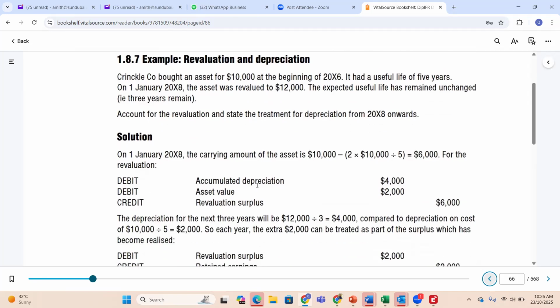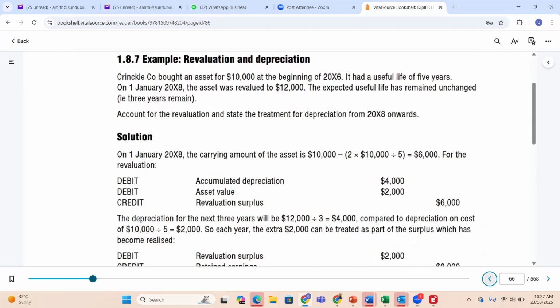So I will do the entry. What is my revaluation surplus? 10,000 minus 2 years depreciation, right? Useful life of 5 years, so 2,000 into 2, 4,000 is the accumulated depreciation. So the carrying value is 6,000. What is the revaluation amount? 12,000. 12,000 minus 6,000, the revaluation surplus is 6,000. Asset value is 2,000 over 10,000 and accumulated.